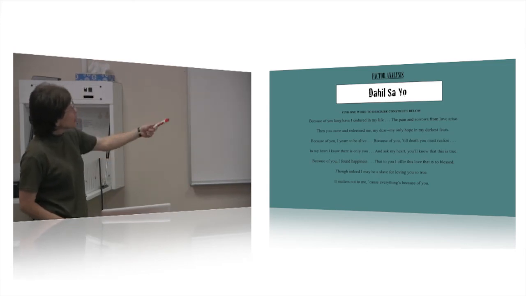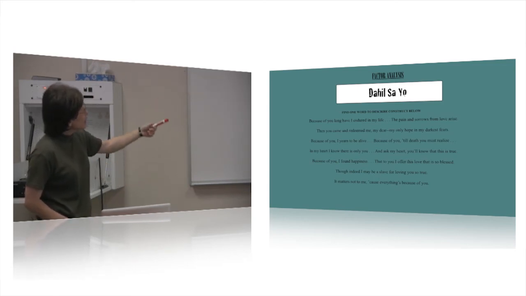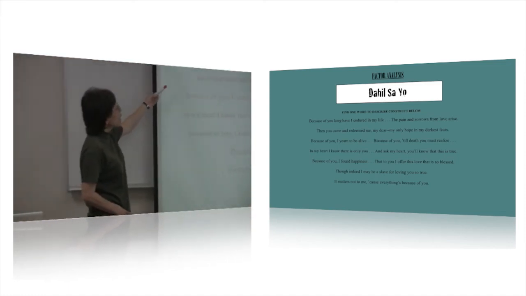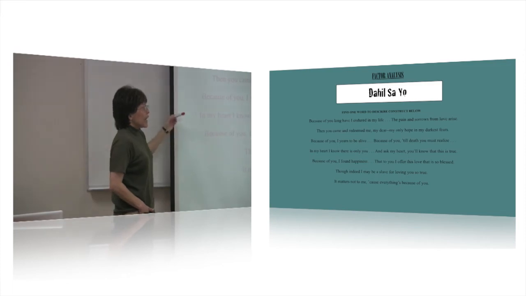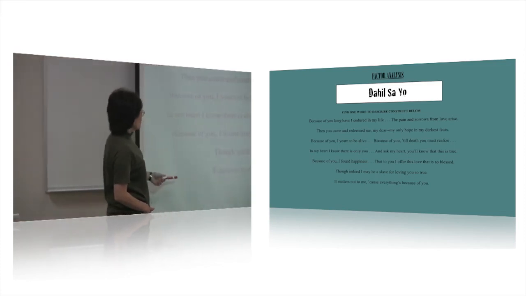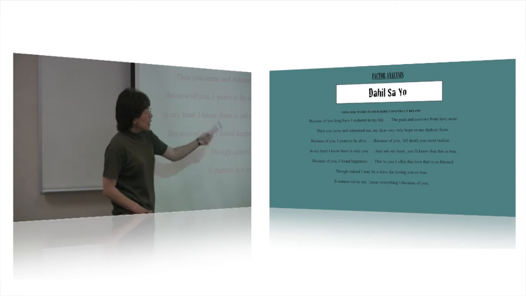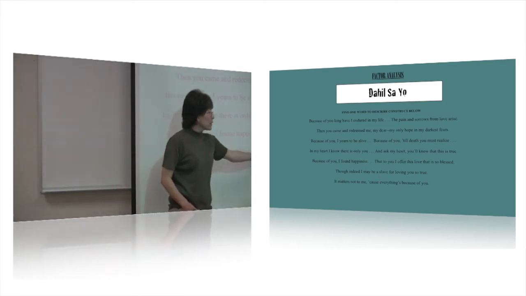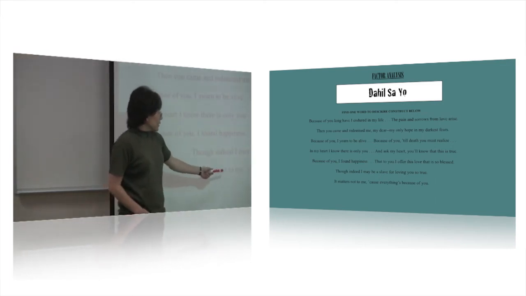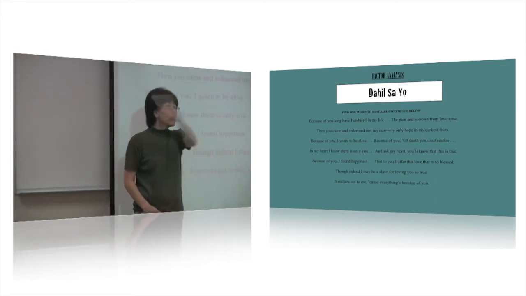Because of you, I have endured. Because of you, long have I endured in my life the pain and sorrows from love arise. Then you came and redeemed me, my dear, my only hope in my darkest year. Because of you, I yearn to be alive, because of you till death, and must realize in my heart I know there's only you. And as my heart, you'll know this is true. Because of you, I found happiness. That to you I offer this love that is so blessed. Though indeed I may be a slave for loving you, so true. It matters not to me, because everything is because of you.